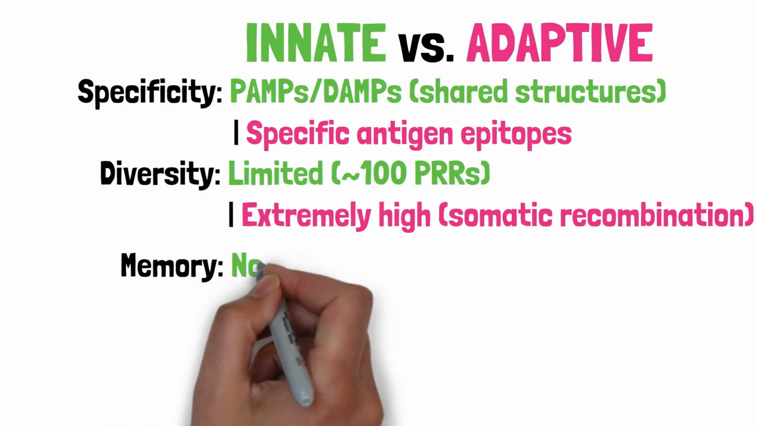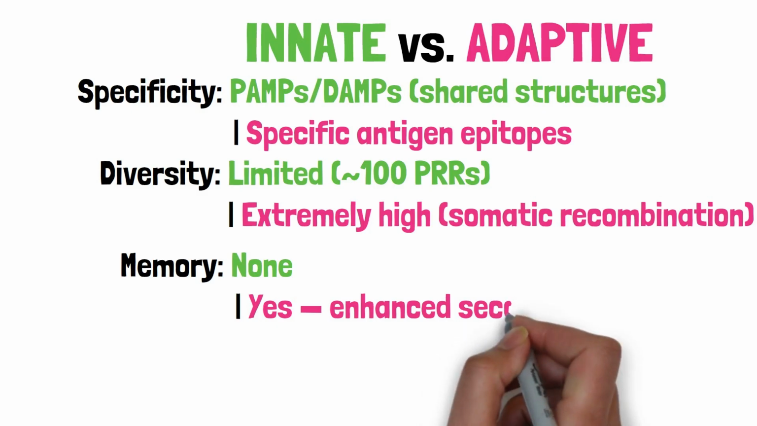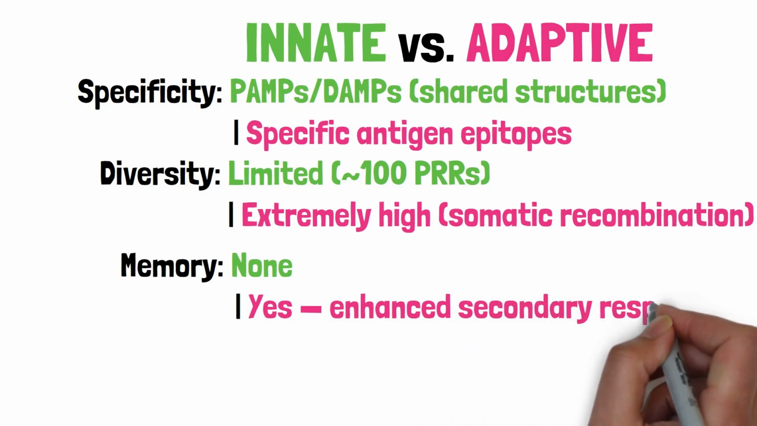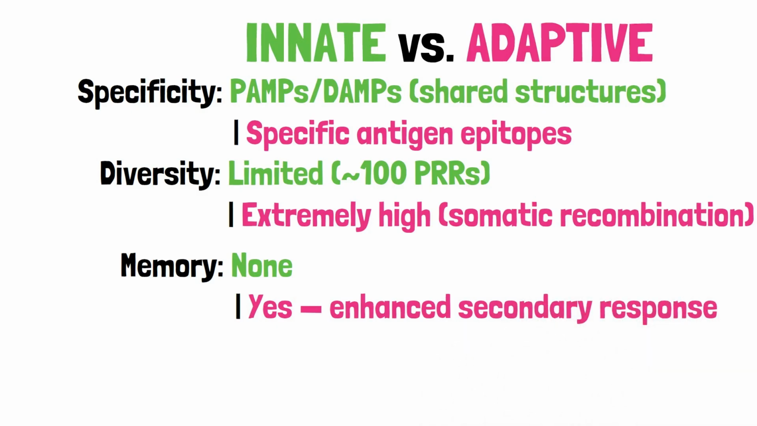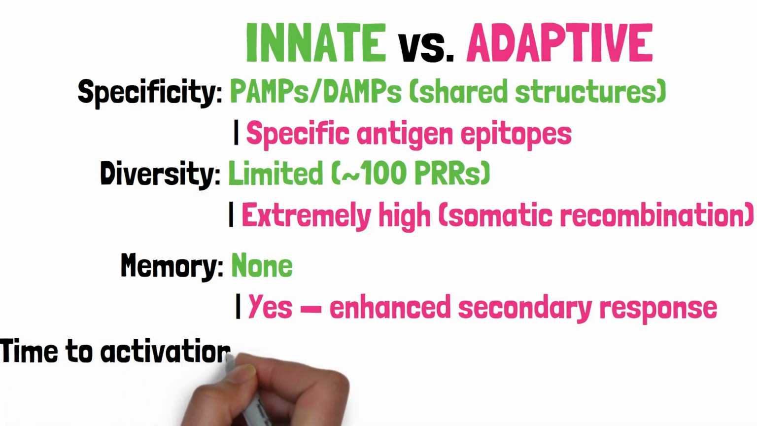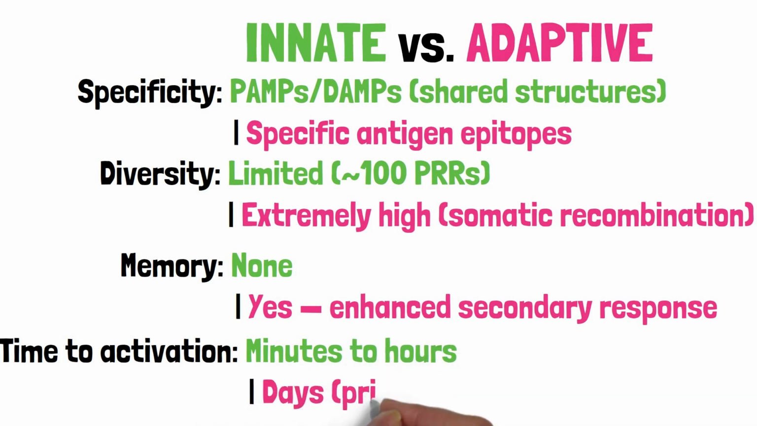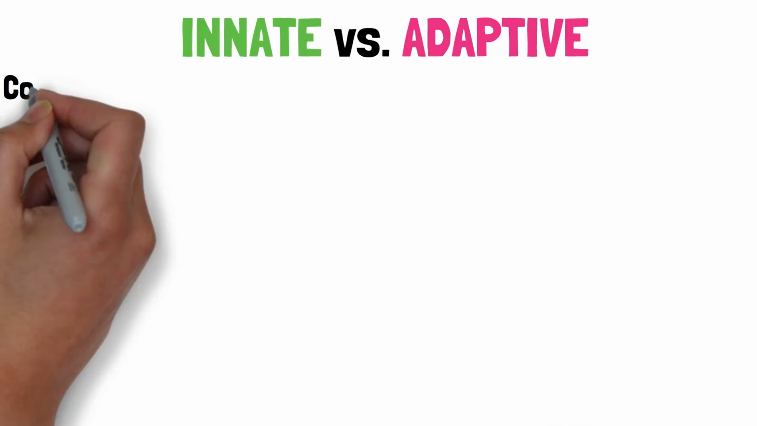And here's the row that matters most: memory. Innate has none. Adaptive gives you an enhanced secondary response. That's the whole reason vaccines work. Time to activation. Innate responds within minutes to hours. Adaptive takes days on the primary exposure, but drops to hours once memory is established.